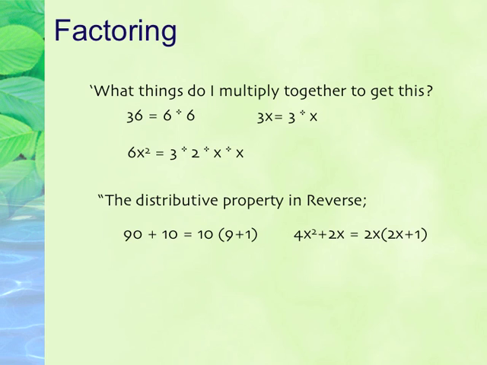If I have an expression like 4x squared plus 2x, I can undistribute, I can factor out a 2x from both of these terms, and I pull that factor out to the front outside the parentheses, and I have 2x times the quantity 2x plus 1. If you use the distributive property to check, you can see that 2x times the quantity 2x plus 1 is the same thing as 4x squared plus 2x. It's just written a different way.